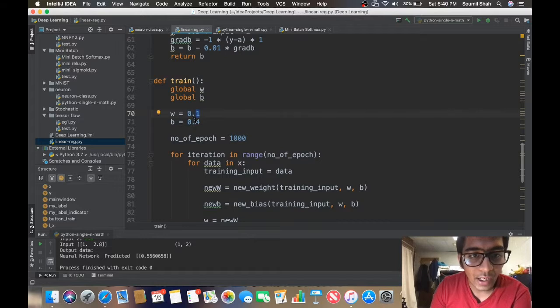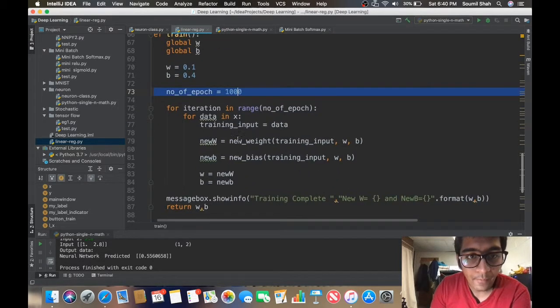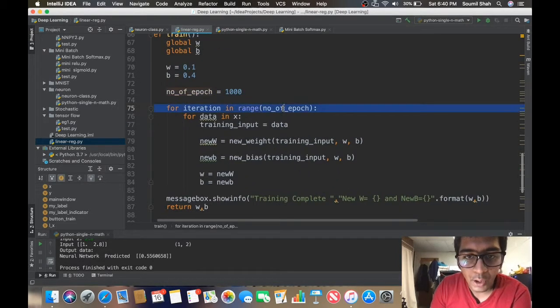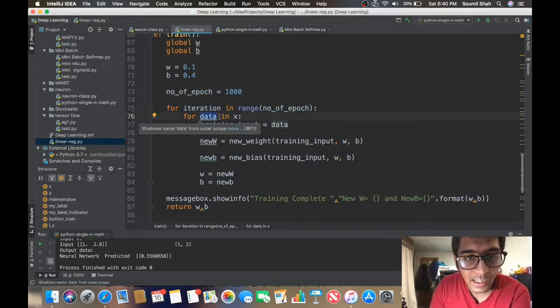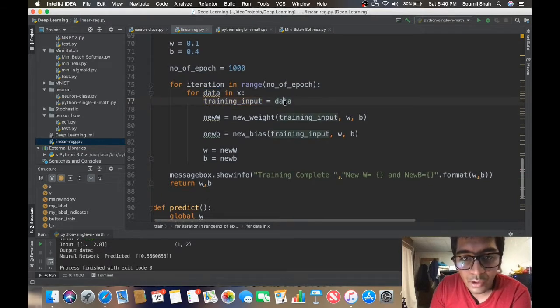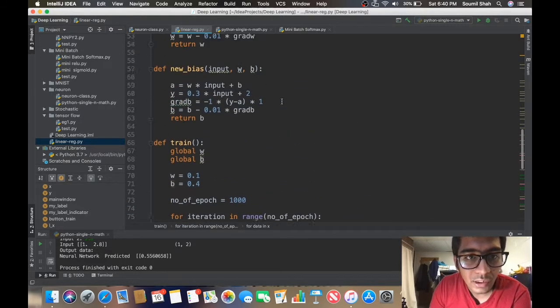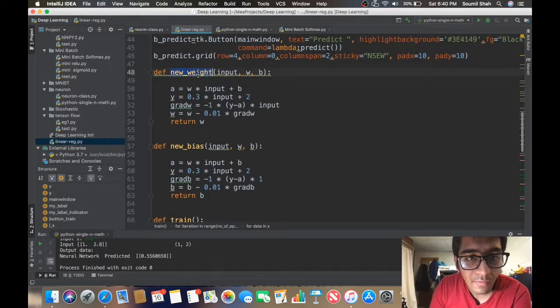I'm initializing the weights randomly, as 0.1 and 0.4. It can be anything. Epochs is the number of times you want to train your network. Then for i in the number of epochs, I load the data. My data is 0, 1, 2, 3, 4, 5. Training input equals data. Then I need to calculate the new weight. So I say new weight equals, and I supply the training inputs, the W and the B. This will go to a function known as new weights, which is here.